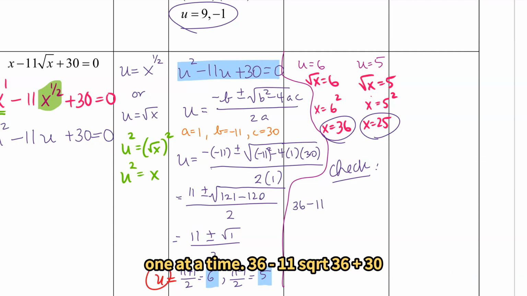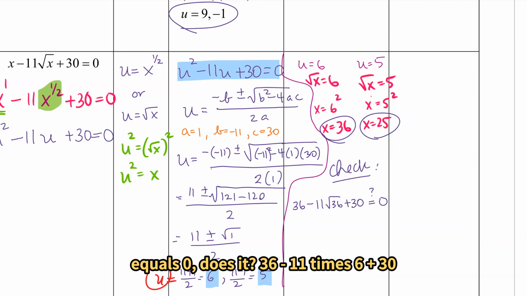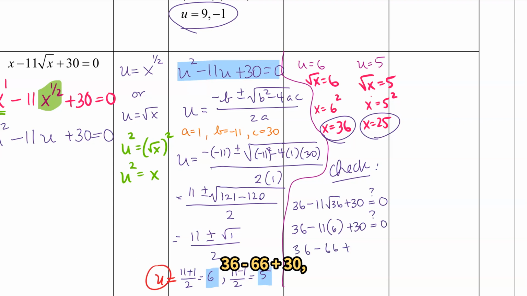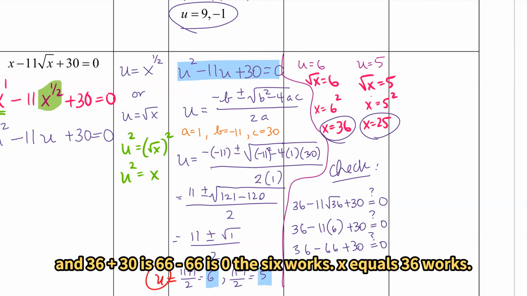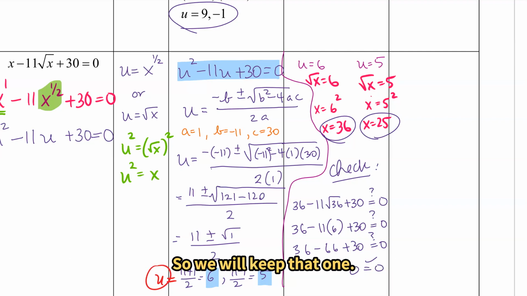36 minus 11 square root 36 plus 30 equals 0. Does it? 36 minus 11 times 6 plus 30. 36 minus 66 plus 30. And 36 plus 30 is 66, minus 66 is 0. The 6 works. The x equals 36 works. So we will keep that one.